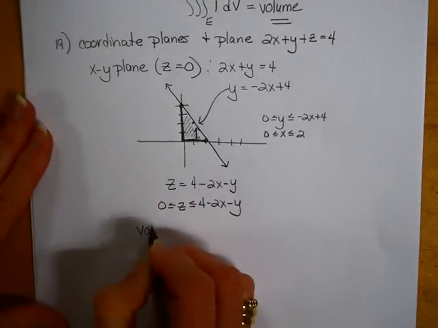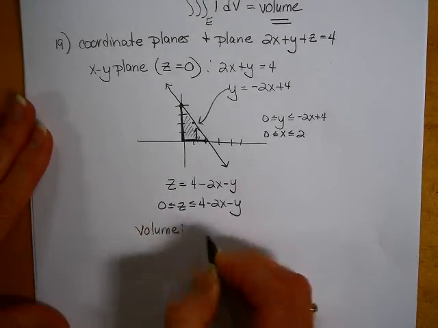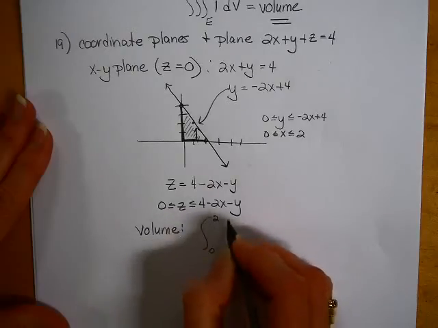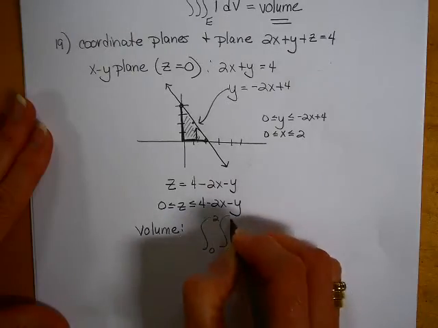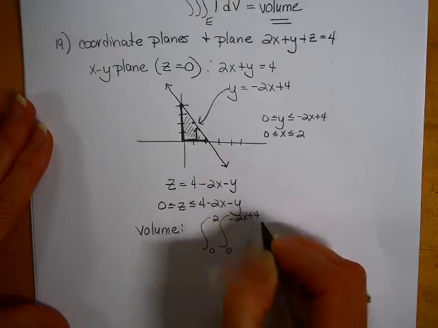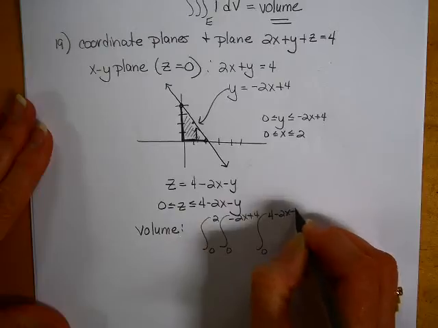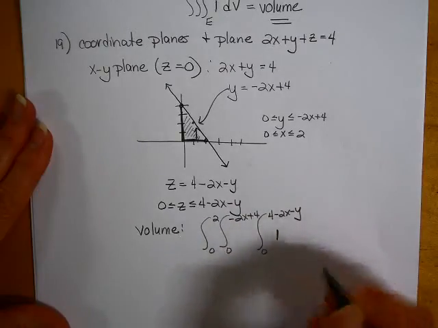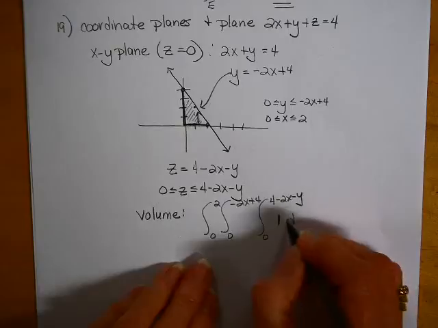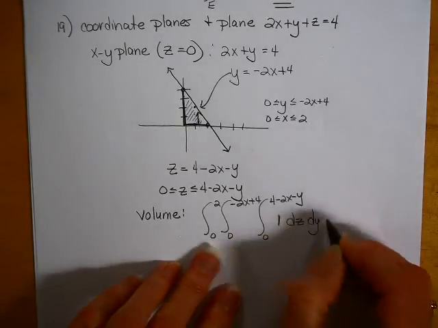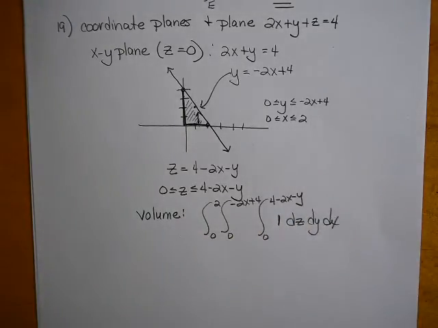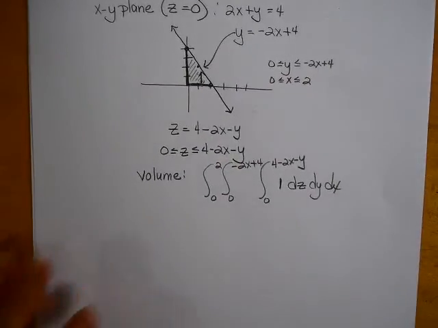So to get your volume, you integrate. 0 to 2 has got to be on the outside, then 0 to negative 2x plus 4, and then 0 to 4 minus 2x minus y. You are integrating 1 because you want a volume. This is with respect to z, this is with respect to y, and this is with respect to x. And if you get a negative number, you did something wrong because you're looking for a volume, and volume is positive.